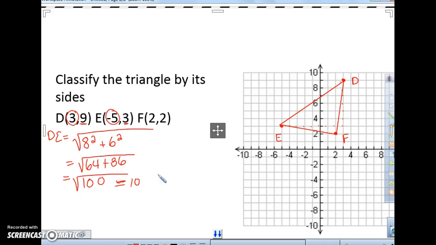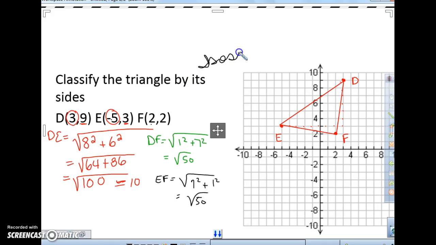All right, now I want you to find the other two with your partner. Find the other two lengths, and then go ahead and see if you can classify it. I'll give you a couple of minutes. Did you get the square root of 50 for each one? Yeah. For the other two? So what type of triangle is it if now we have two that are the same? Isosceles. This is an isosceles triangle. Two sides are the same. Okay. Now if all three were the same answer, then it would be an equilateral triangle, right?